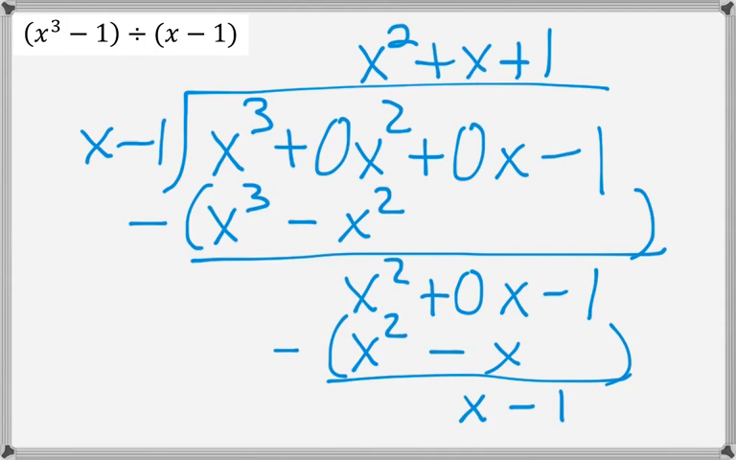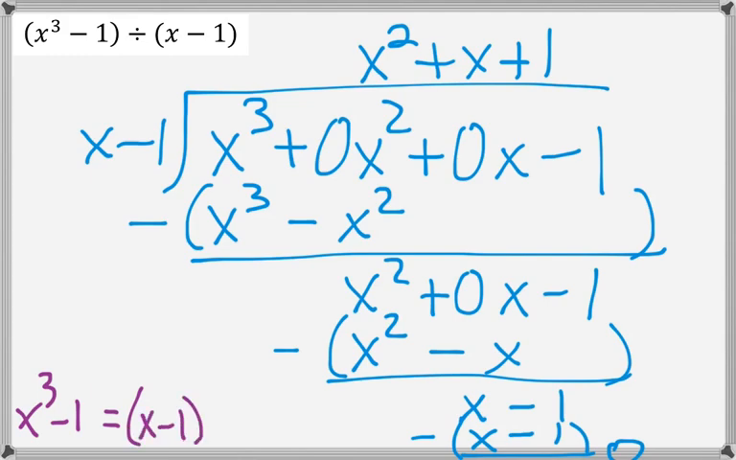So we put a 1 up here. We're going to take 1 times the divisor and write it at the bottom. And then subtract. And we get 0. So we have a remainder of 0 again this time. So once again, we factored that dividend. X cubed minus 1 is equal to the divisor times the quotient.